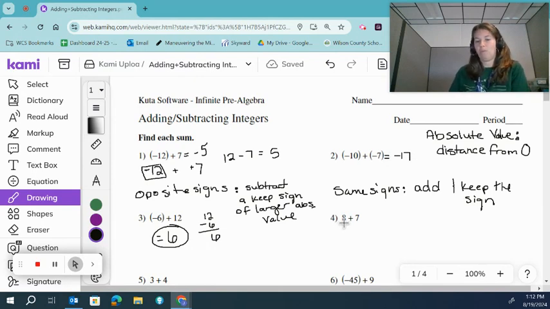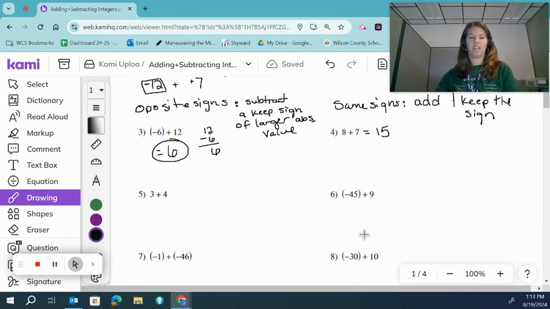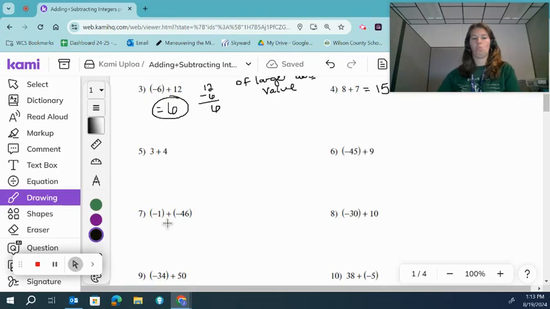If we look here at number 4, we have 8 plus 7. 8 plus 7 is 15. They're both positive, so we keep the positive sign. Let's try 2 more down here. We have -1 plus -46. So again, same signs. So 46 plus 1 is 47, and they're both negative, so I keep the negative.